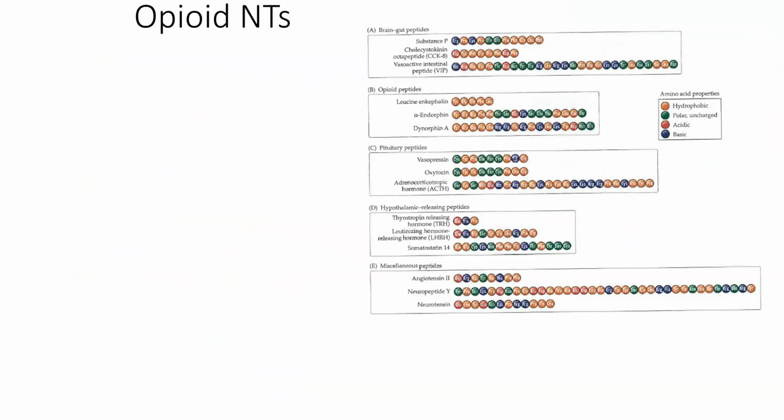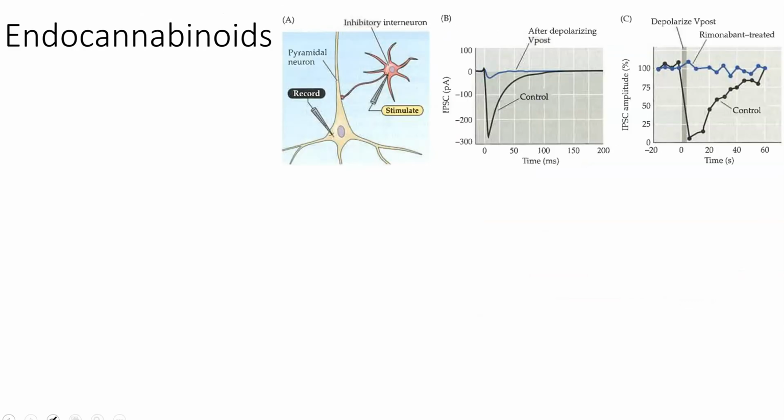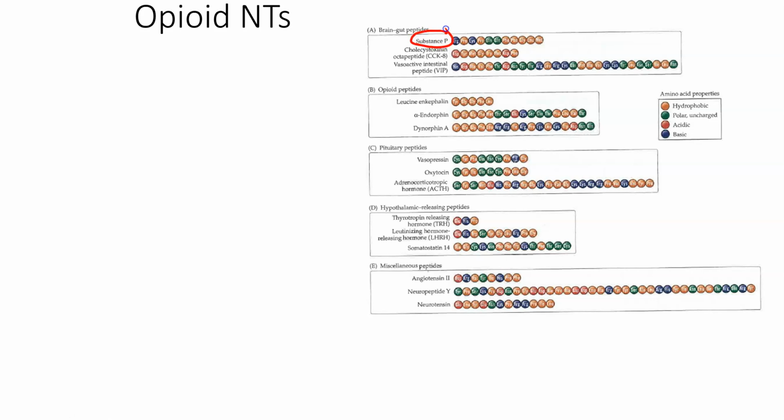Before I talk about opioids, which I'll do next, I do want to mention substance P. Substance P is here. It's one of these brain-gut peptides, and you can see that it's 1, 2, 3, 4, 5, 6. What is it? 11 amino acids. So substance P.